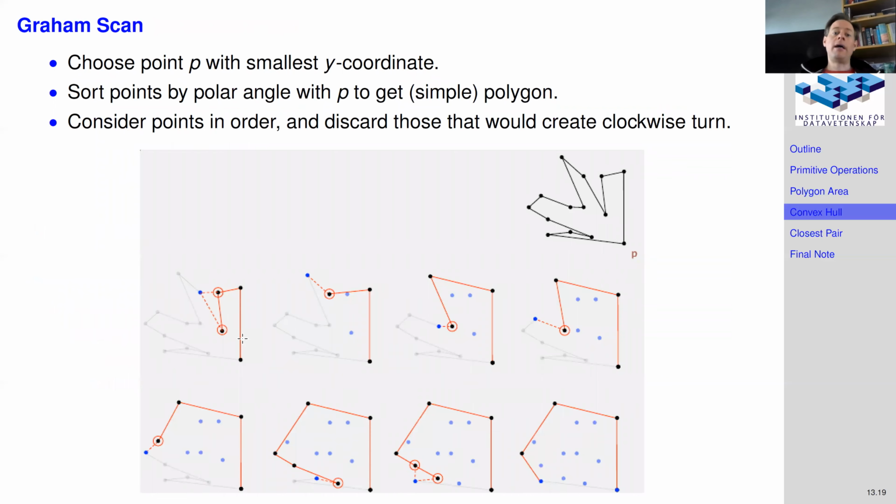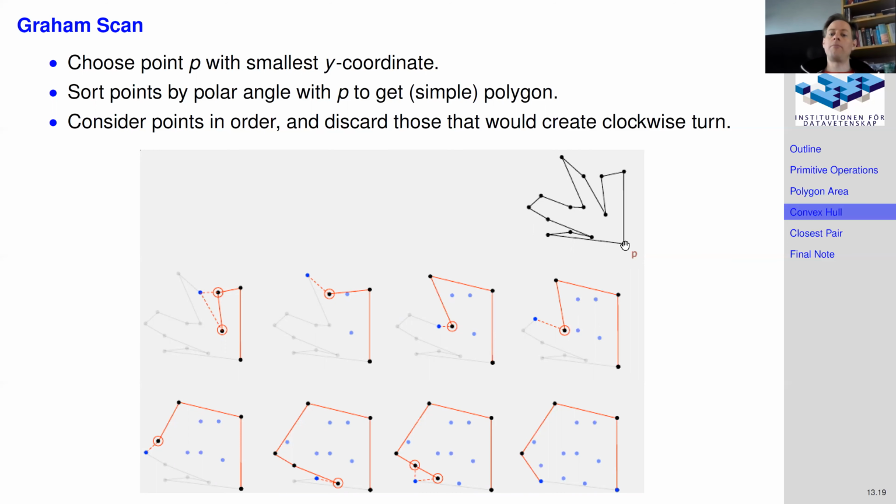However, there is a better approach, namely called the Graham scan. So again, we choose the point with the smallest y coordinate. So again, we start at the bottom, and then we sort all points by the polar angle with p, and then we get a simple polygon. So we just create a polygon with all the points in the set. And then we get something that we can see to the upper right here.